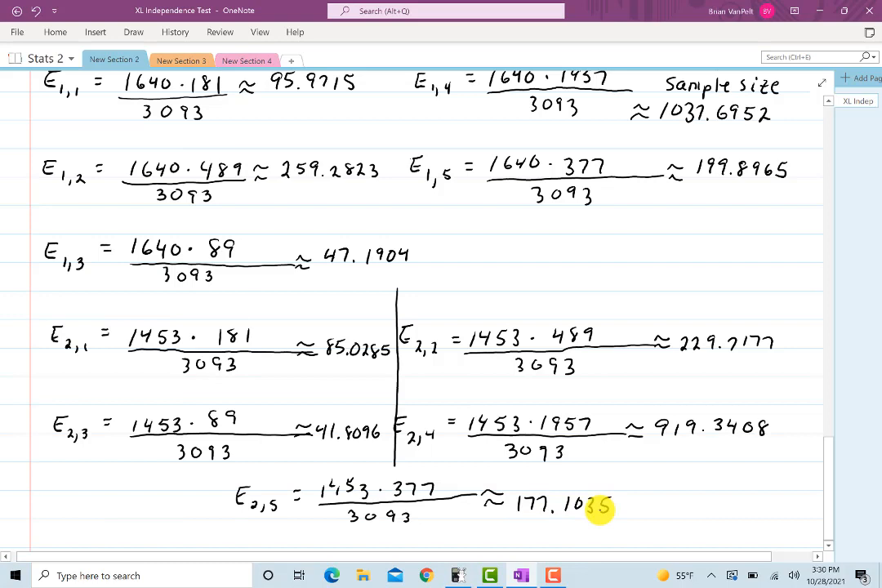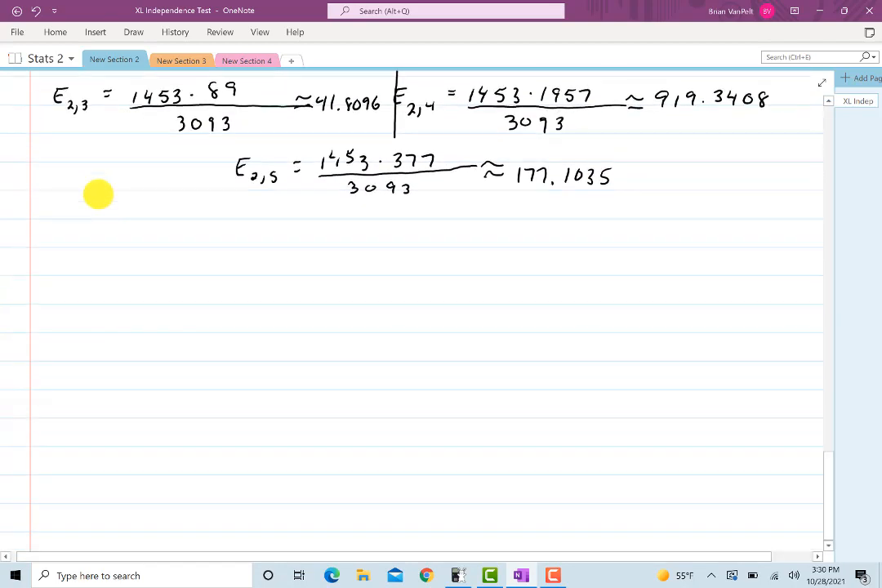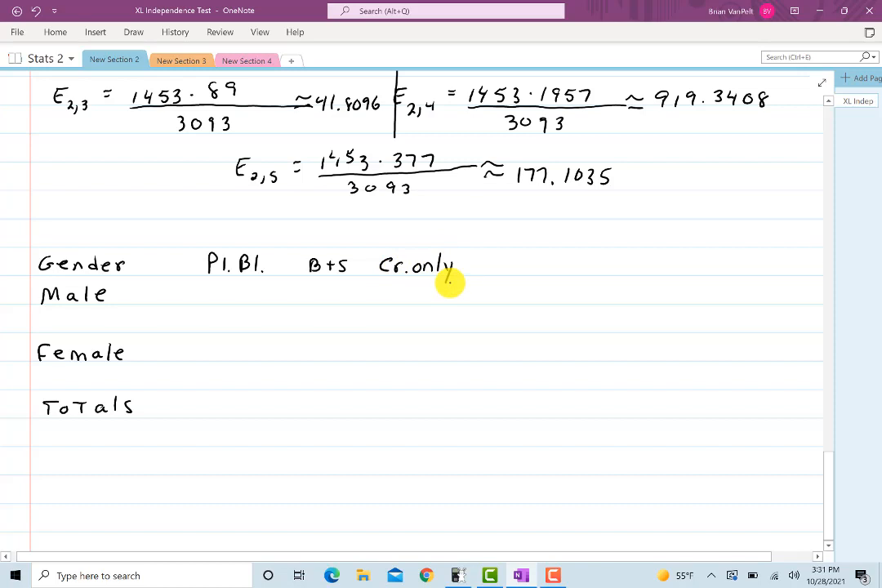Now, what would be a good idea to do is to recreate the table, but to put these values right with it. So let me go ahead and get my genders. So we have male, and I'll give myself space, female, and then totals. And then we had plain black coffee. Then we had black with sugar. Then we had cream only. Then we had cream and sugar. Then we had other.